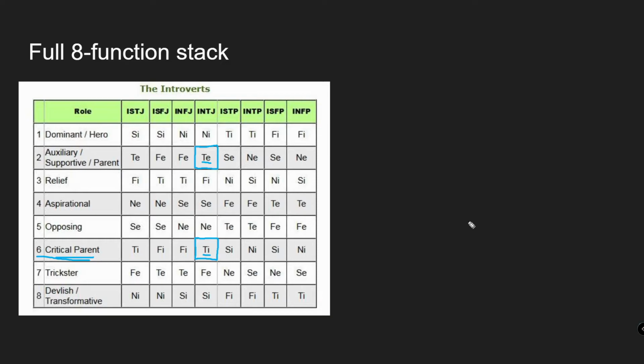Now, the critical parent role in this case for the INTJ is introverted thinking. That means they don't care whether it's logical to them. They don't care whether it's logical to an INTP. They don't care whether it's logical to an ISTP. They literally don't care. That's basically what a critical parent is.